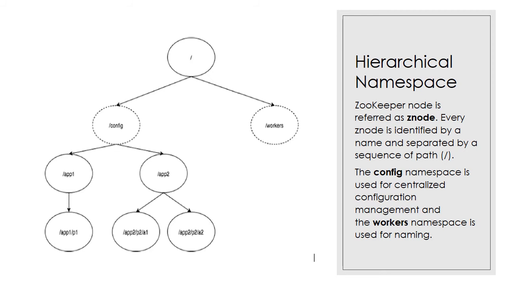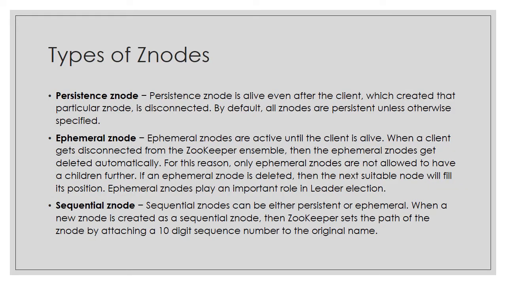And the diagram there shows that from the top node, which is the Z node, there are configuration and worker nodes. So these are the ones which are now expanded going down. We have types of Z nodes. One is the persistent Z node, the ephemeral Z node, and the sequential Z node.